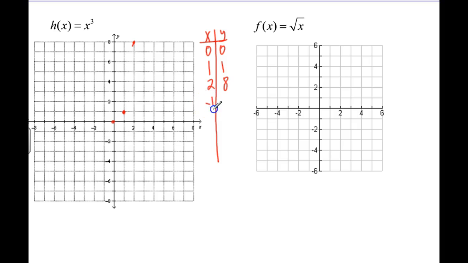Plug in negative 1, it will be different. So negative 1 to the third power is actually a negative 1. So that's negative 1, negative 1. Negative 2 to the third power is negative 8. Negative 2, negative 8, and pretty soon you have this nice graph that's appearing. It looks something like this.